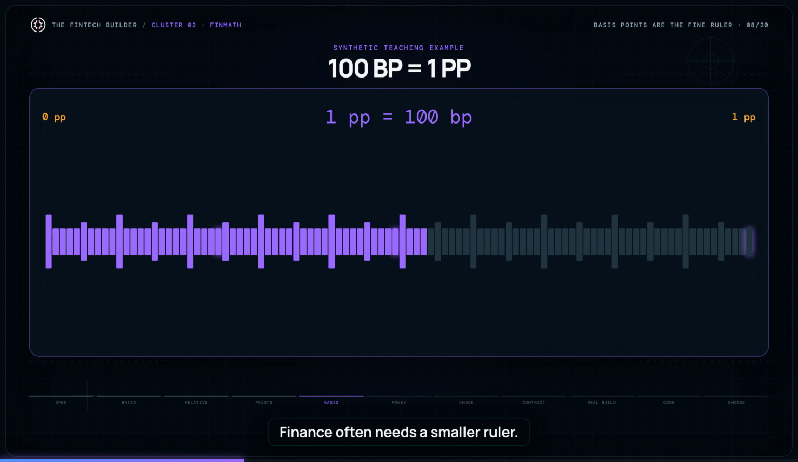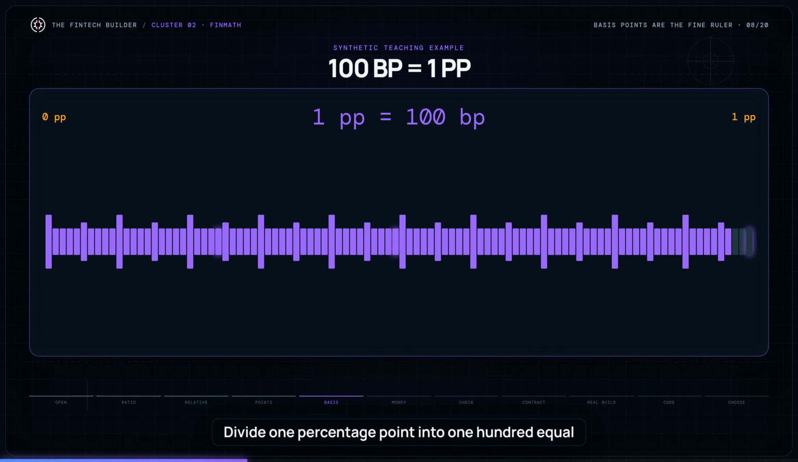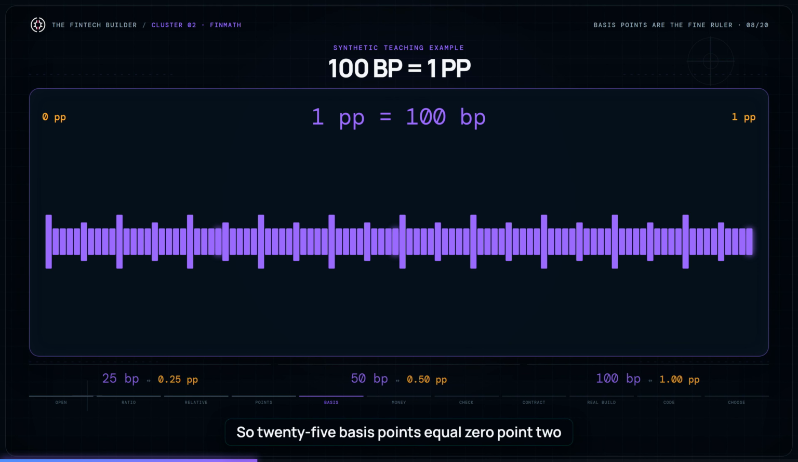Finance often needs a smaller ruler. Divide 1 percentage point into 100 equal pieces. Each piece is 1 basis point. So 25 basis points equals 0.25 percentage points. 50 basis points equals 0.5 percentage points. And 100 basis points equal 1 percentage point.